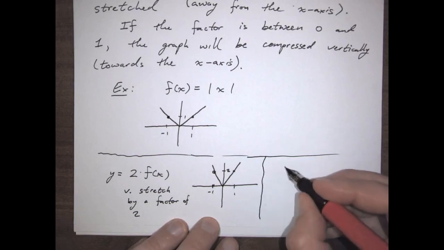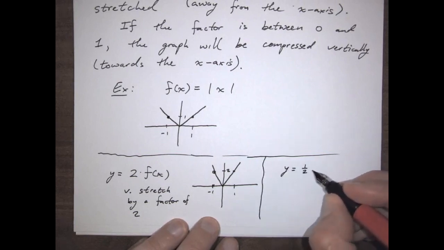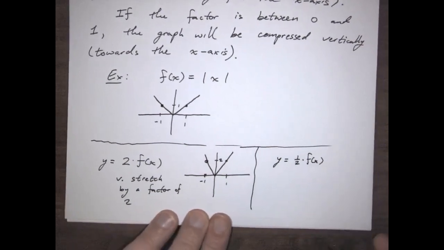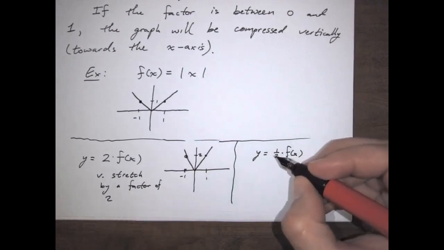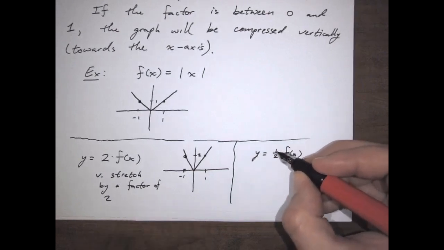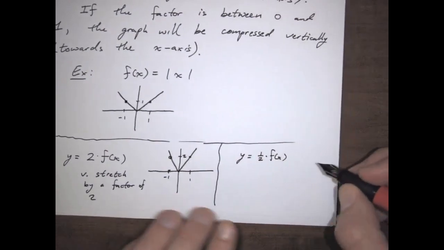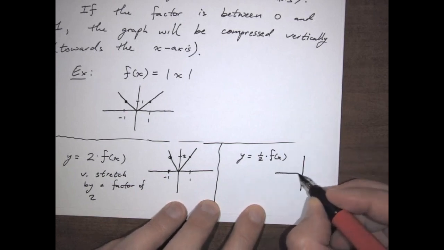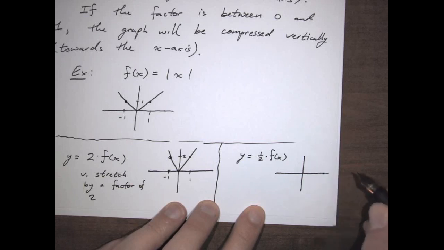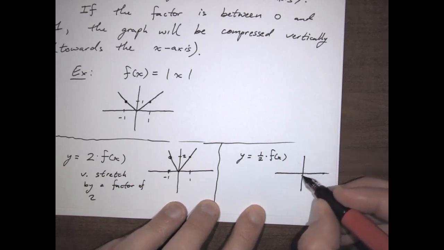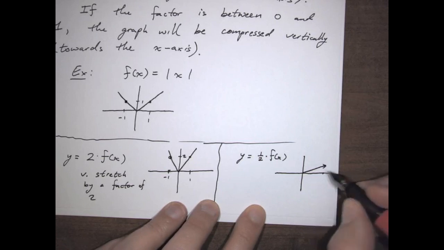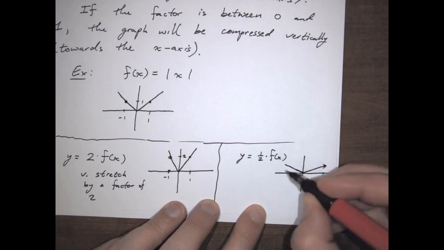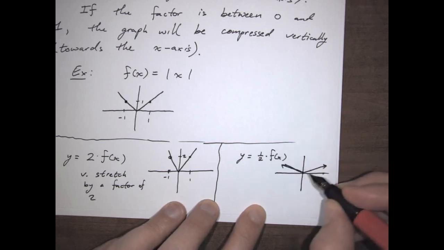Versus, on the other hand, if I had y equals 1/2 times f of x. So now, because we still have a positive factor, it's still not a reflection, but because it's less than 1, what that means is the y values are going to be dampened a little bit. They're going to be compressed. Rather than being stretched out from the x-axis, they're going to be smushed in towards it. So instead of having a slope of 1, it's only going to have a slope of 1/2. And over here, same thing, only negative 1/2.